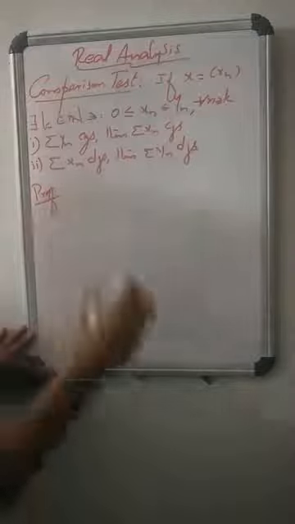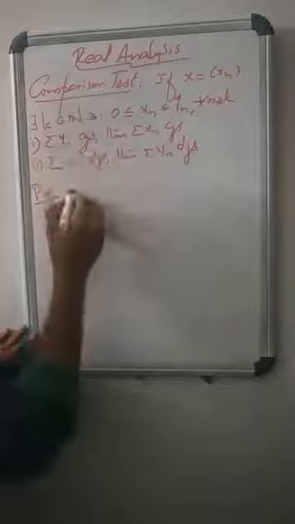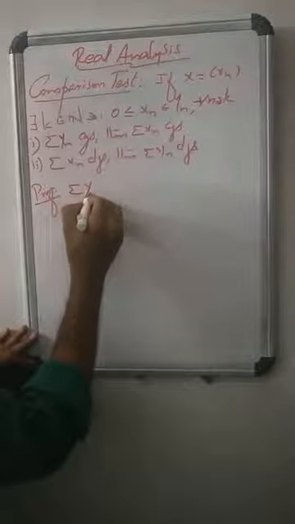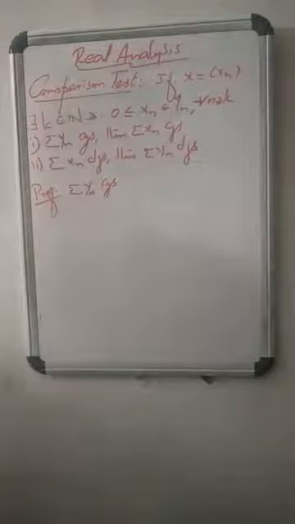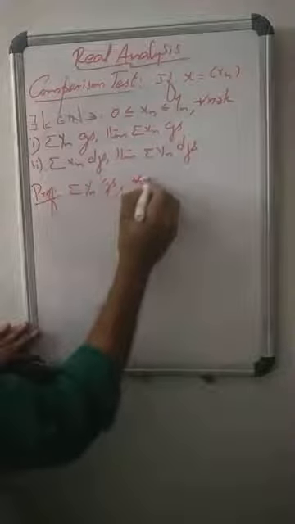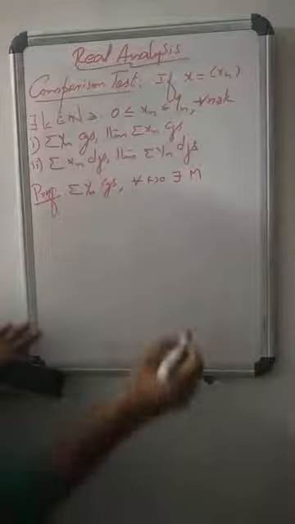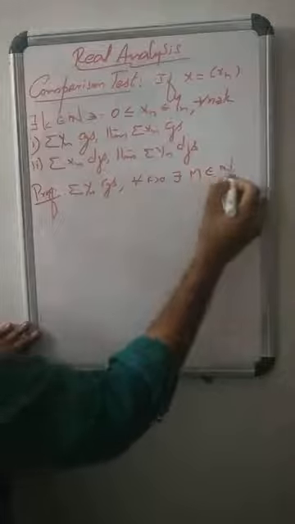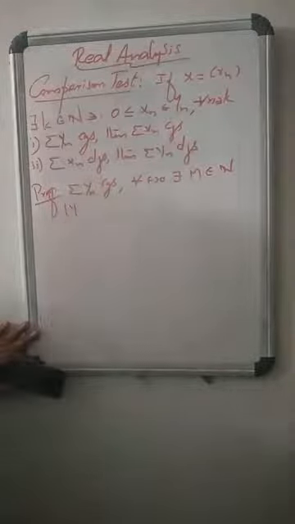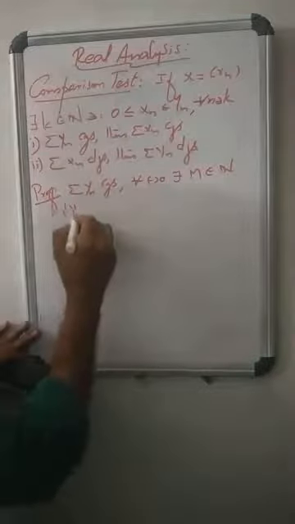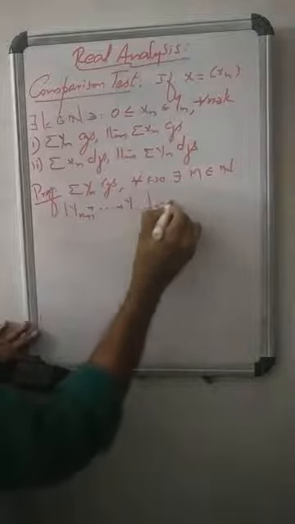Listen. First suppose that sigma yn converges. Sigma yn converges means for all epsilon positive, there exists a natural number M such that the modulus of y_{m+1} plus etc. plus y_m is strictly less than epsilon.